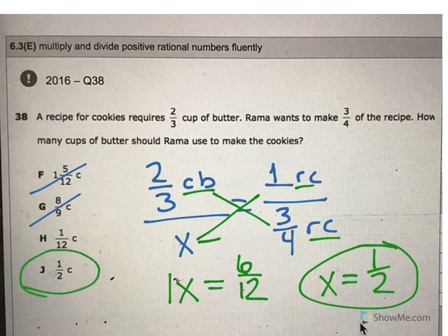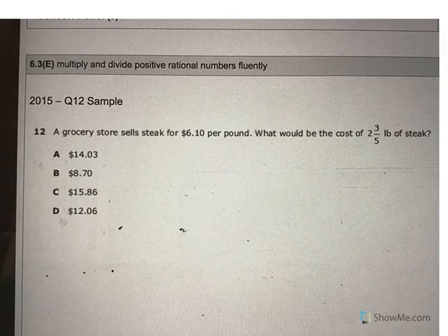So again, if you want to make one batch of cookies, you need 2/3 cup of butter. If I'm only going to make 3/4, because you didn't have as many people coming over, you didn't want to eat that much, how many cups of butter would you need? You need 1/2 cup. Okay, so we set up the proportion and solved it by cross multiplying.